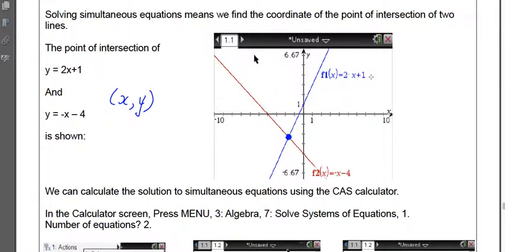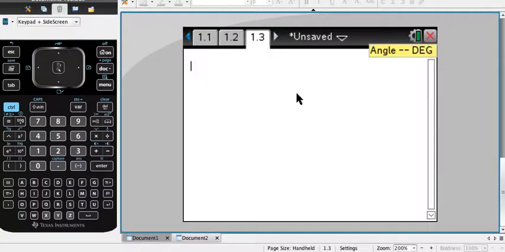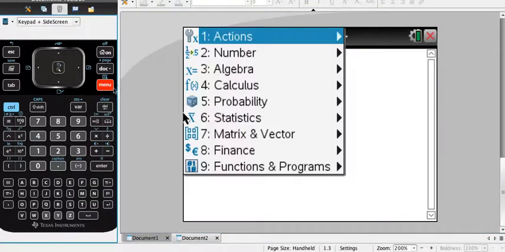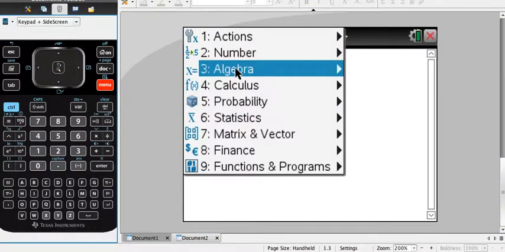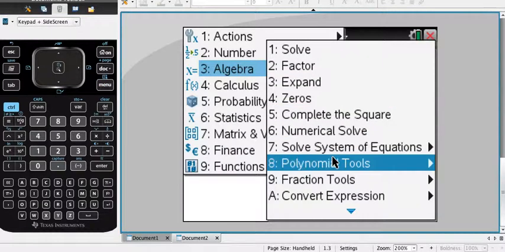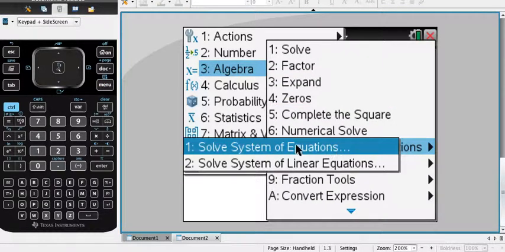So our two equations are y equals 2x plus 1 and y equals negative x take 4. What you want is a calculator page open. And what we do is we press menu, we go 3 to algebra, then we go to number 7, solve system of equations, and just number 1 here, solve system of equations again. So it's menu 3, 7, 1.